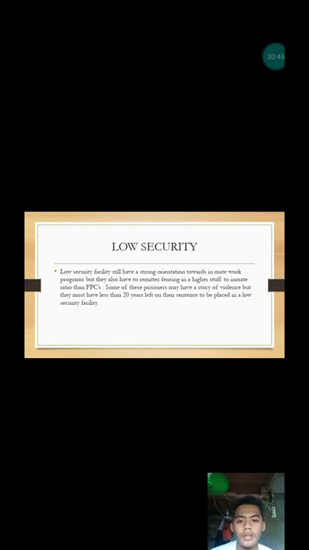So low security facilities still have a strong orientation to inmate programs, but they also have fencing and a higher staff to inmate ratio. Their prisoners may have a history of violence, but they must have less than 20 years left on their sentence to be placed in a low security facility.